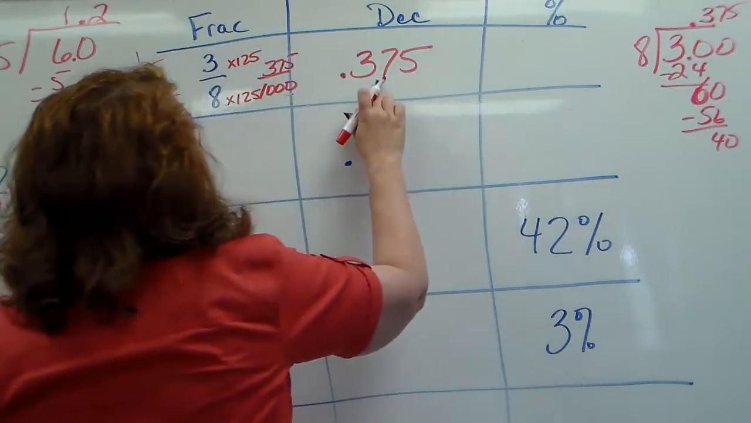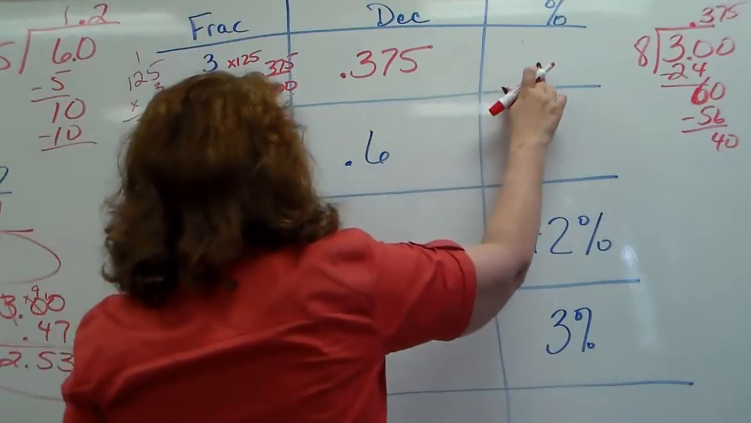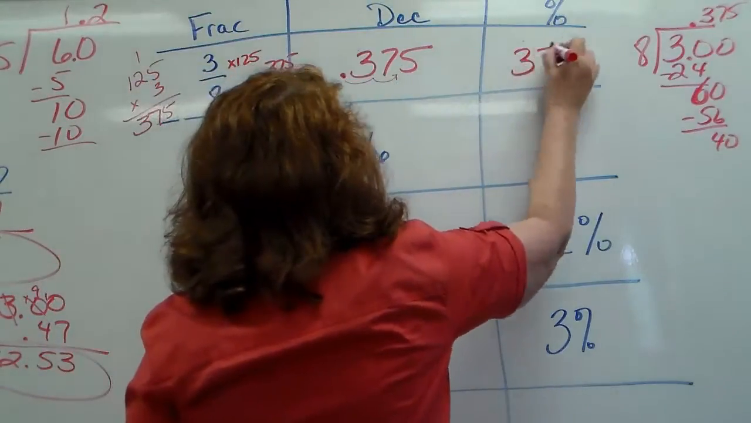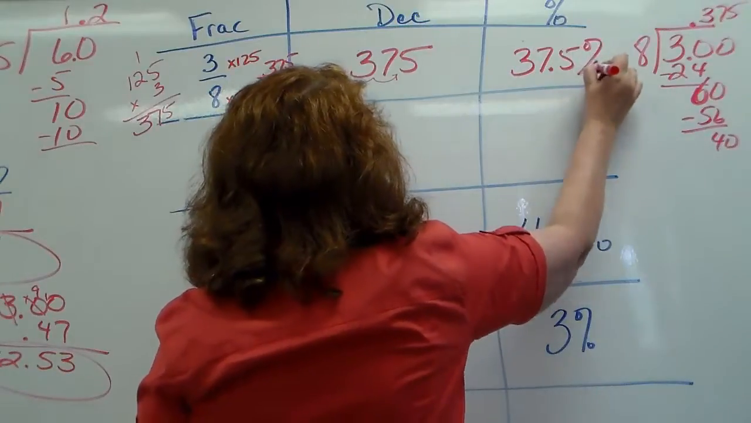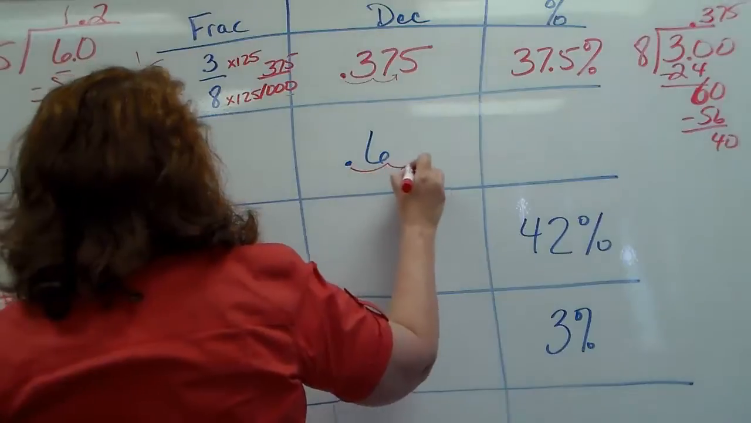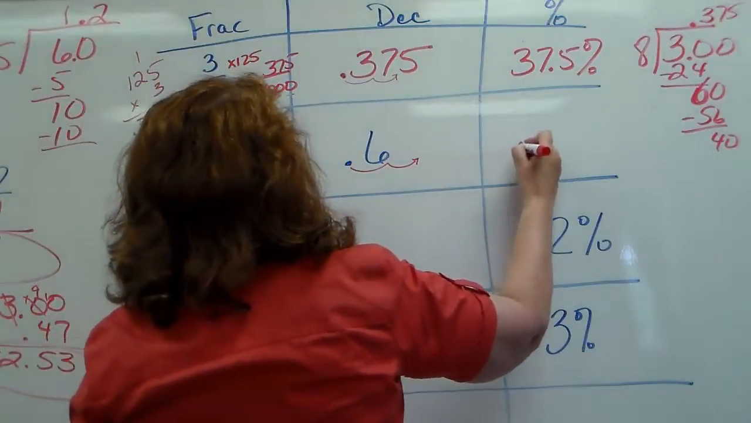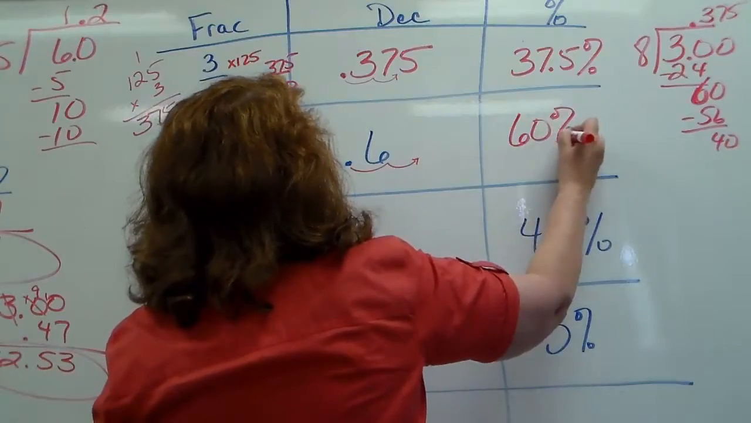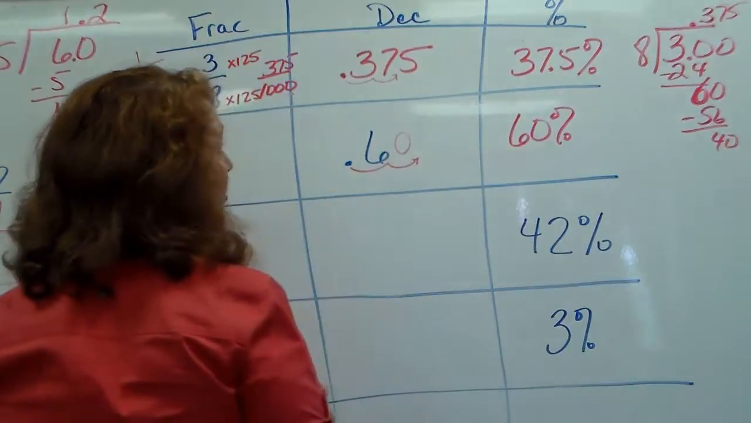Now, how do I make my 0.375 into a percent? I'm going to take this and I'm going to move it over twice. And I have 37.5%. I'm going to take my 0.6 and I'm going to move it over twice. So I have 60%, because I'm going to stick that 0 in there.